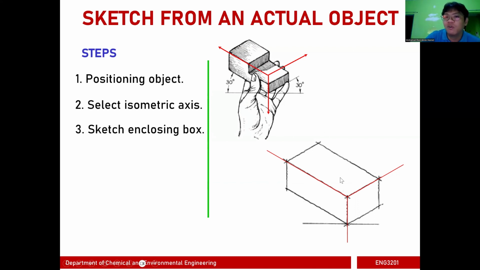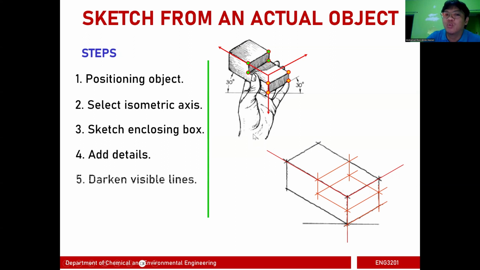It is basically this object before details are added, a basic object that hasn't been carved out yet. These are your enclosing box. Then you add details, like this and like this, and you begin to darken the visible lines. As I said, these are visible lines and these are construction lines. They have different thicknesses, so make sure to use different thicknesses to represent different lines.